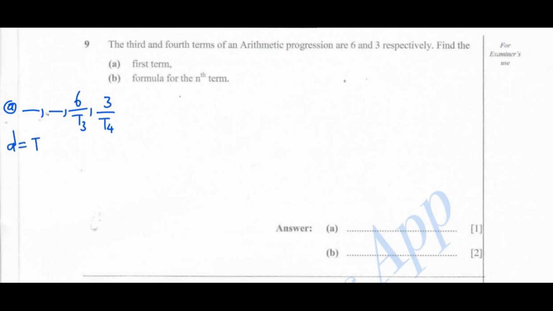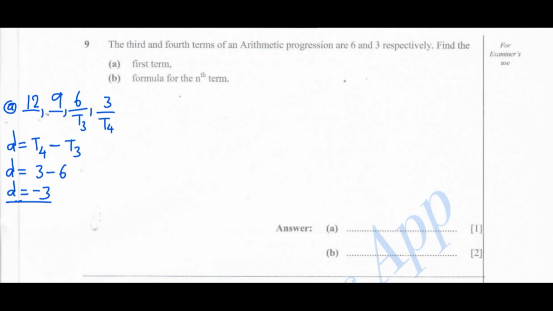So the common difference, according to the numbers in this sequence, is term number 4 minus term number 3. So the common difference is equal to 3 minus 6, which is negative 3. This means that to get the second term, we were subtracting 3. Now how can we go back? We go back by adding. So 6 plus 3 is 9, plus 3 is 12. So that is the pattern.